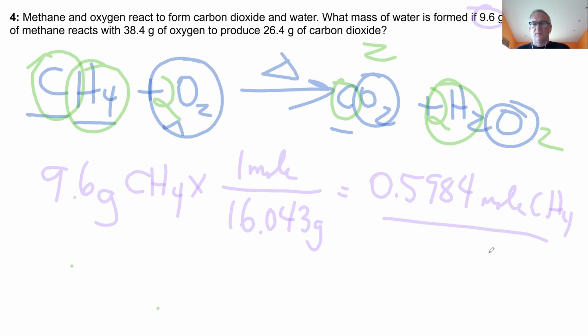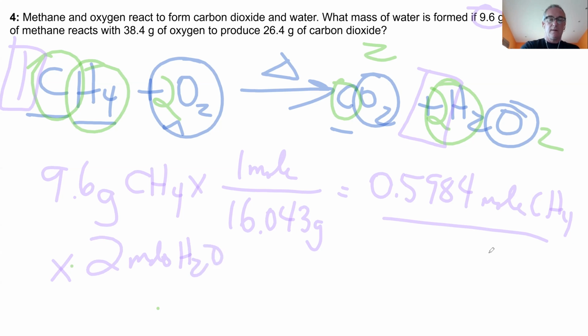Two molecules of water. The 2 in front. There are 2 molecules of water for every 1 molecule of methane. And so we need the balanced reaction to see the molar ratio of methane to water. So we take this number and multiply it by 2 moles water over 1 mole CH4. That cancels out moles of CH4 and leaves us with moles of water.